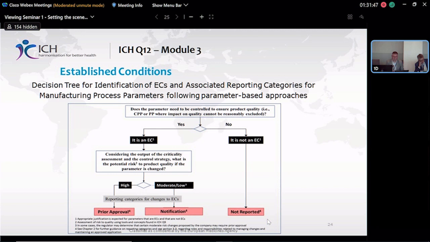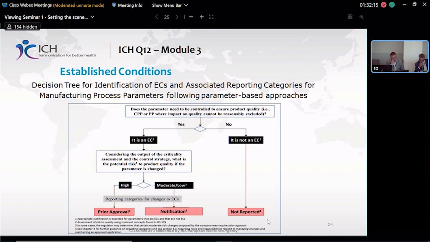I think that the answer there is probably high, because you're introducing variability and probably there's a difference in impurities, and that could have an impact on both the safety and efficacy. So a widening of that established condition will be considered high risk. So that would go to the left, and we'd say that's a prior approval. If you want to widen your specifications, we need a type 2 variation. The regulator needs to assess and give you prior approval before you can implement.